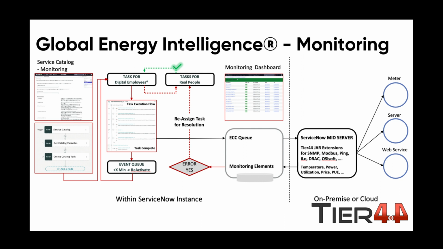If an error occurs in any of the actions, the return processing unit will reassign the task to a group of people to take appropriate actions. When someone has fixed the issue, they mark the task complete and reassign it back to the digital employees for further monitoring. A self-updated dashboard is provided as part of the application to track the status of all monitoring processes.